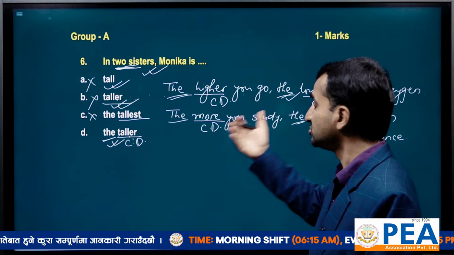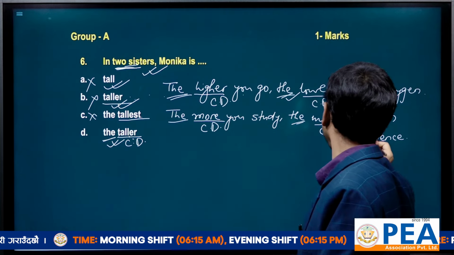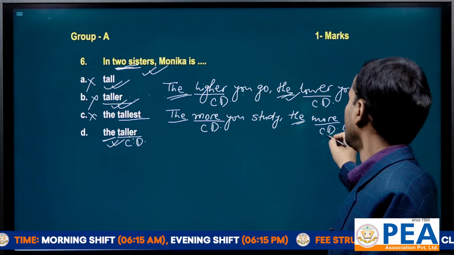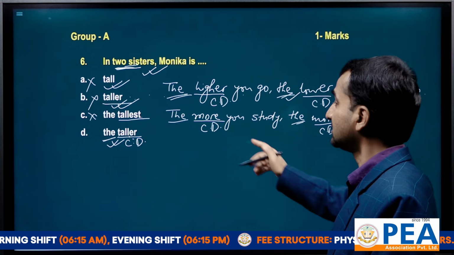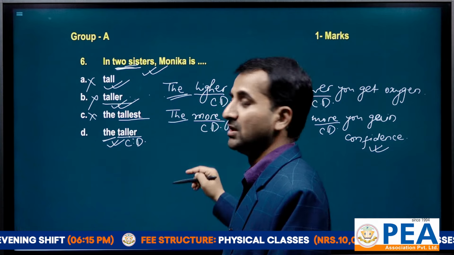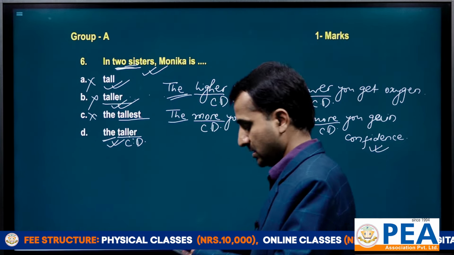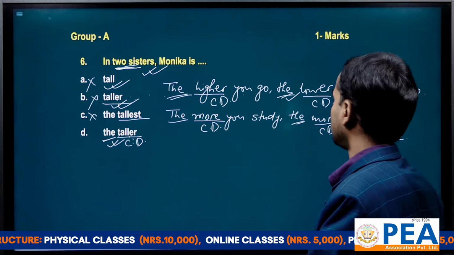The more you study, the more confidence you gain. These are the two conditions. First condition is this one and second condition is this one, where the comes before the comparative degree. Okay. Now we go with another question.